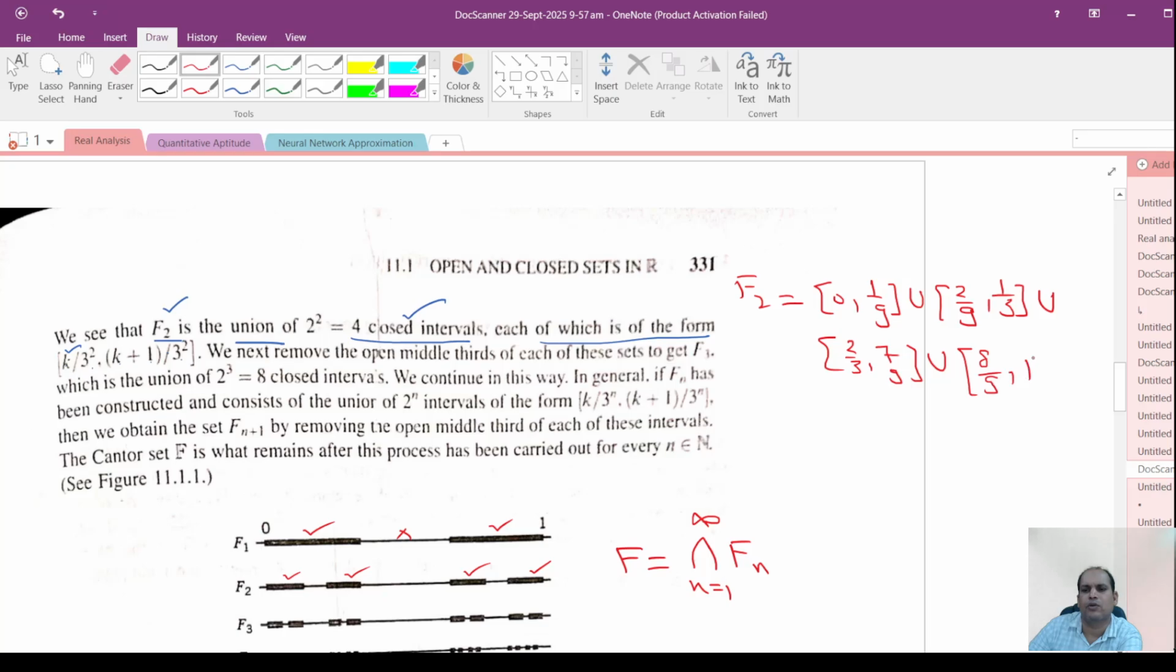Union 8 by 9 to 1. So, let us put here k equal to 0. So, we will get the first interval 0 by 3 square to 1 by 3 square, and in this way we have 4 intervals each of length 1 by 9.